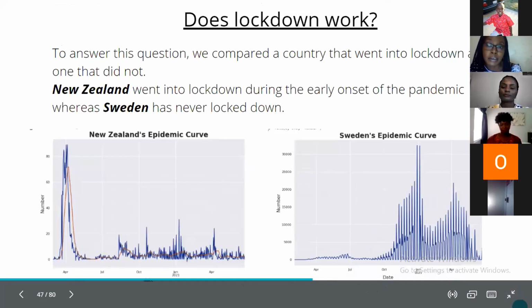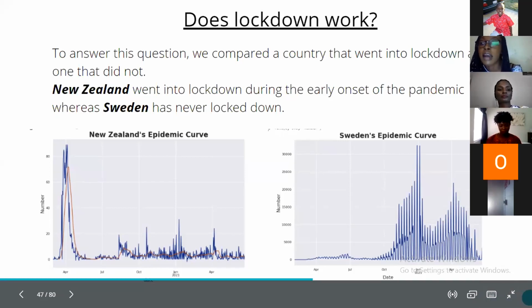A country that locked down quite early on was New Zealand. As you can see, immediately when there was information that there's this disease going around and it's infectious, they decided to lock down. And lockdown is a method that has always worked. It's quarantining. It's not something that is new, but this time it was on a larger scale. And New Zealand, as you can see from the lockdown, has had fewer cases ever since.